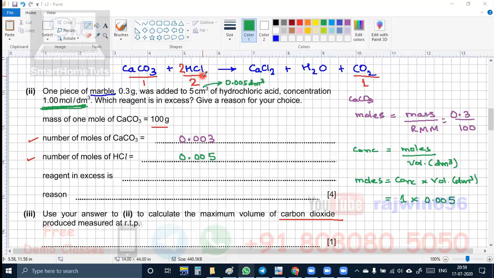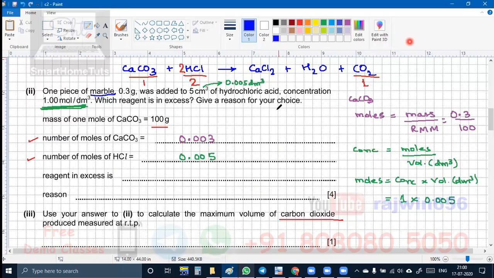So moles of HCl is less. It means CaCO3 is in excess. I can take it the other way around also. If I start from HCl, which is 0.005, the ratio is 2:1. It means 2 is becoming 1, so I should make it half. 0.005, if you make it half, is going to become 0.0025. But we have 0.003, which is more. Therefore, CaCO3 is in excess. So in either of the ways, you can write the reasoning for this.